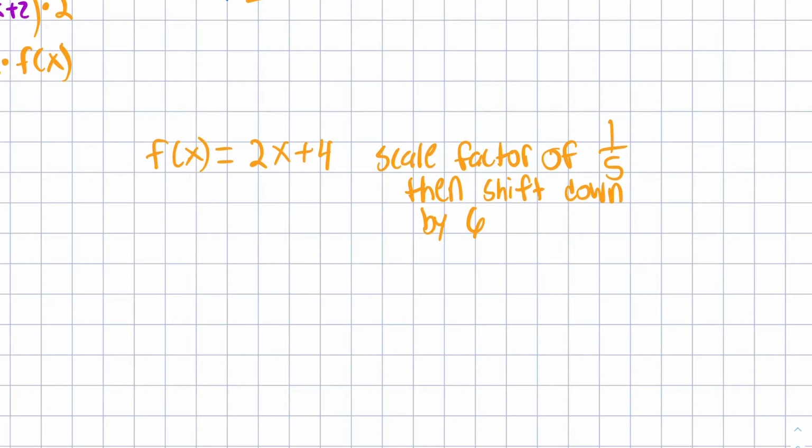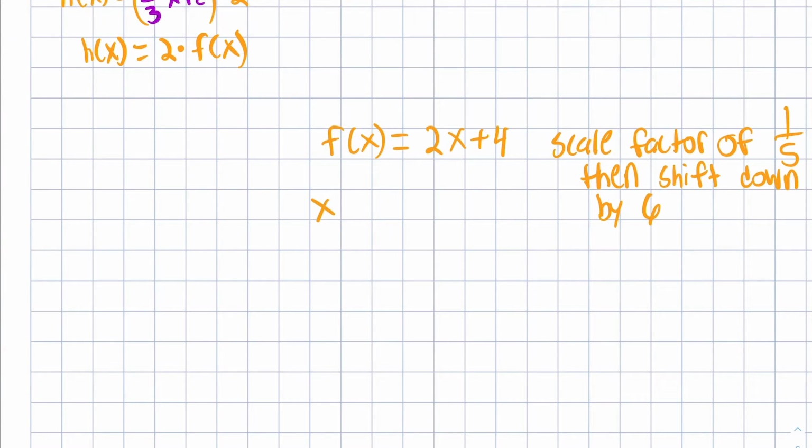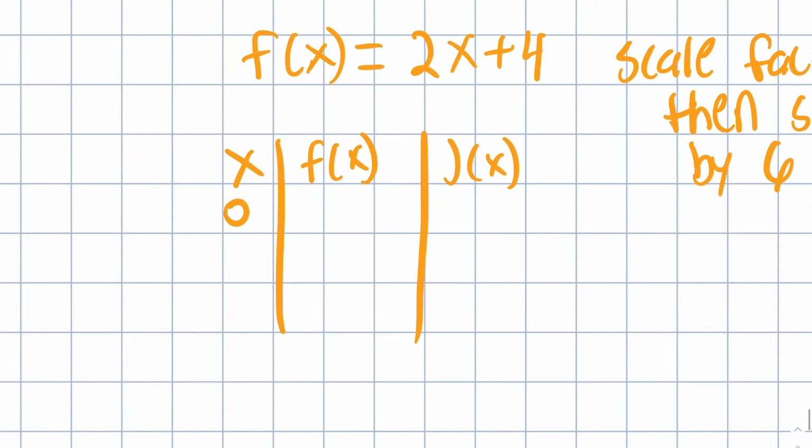Let's do this first with a table. X, f of x, and then j of x. Let's just pick some easy numbers: 0, 1, 2. F of x is just going to take those numbers. It's going to do 2 times 0 plus 4. That gets 4. 2 times 1 plus 4 is 6. And then this one's going to be 8.